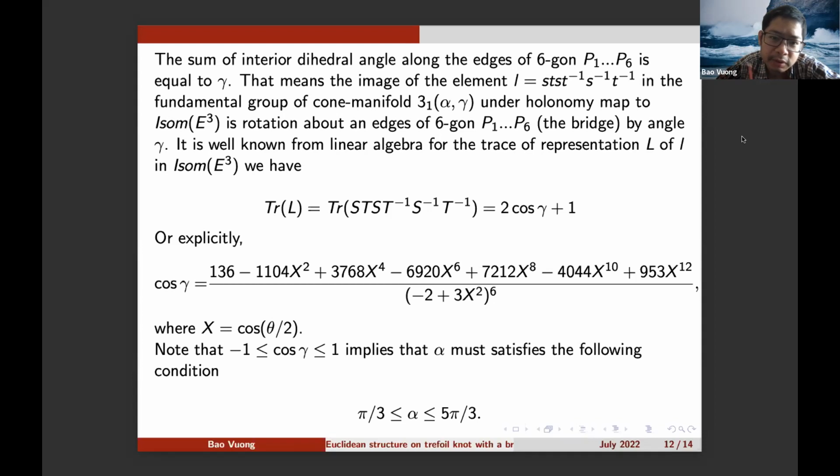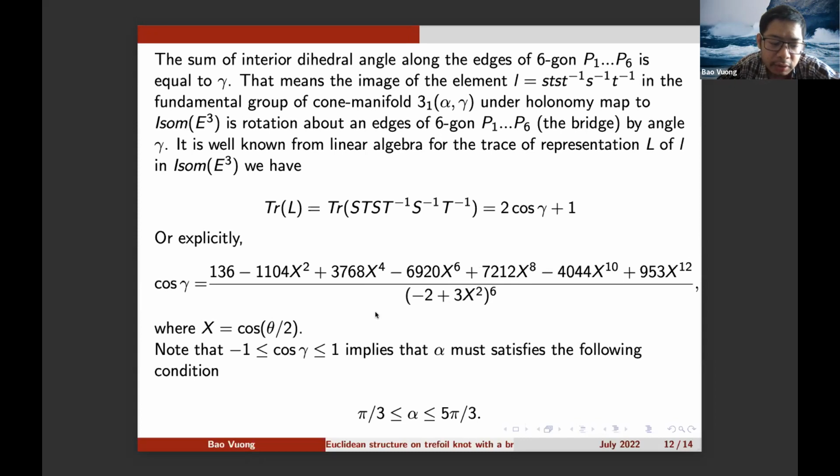So it's well known from linear algebra that for the choice of representation of L in the isometry group, we have the trace equal to 2 cosine gamma plus 1, and it will give us a formula for gamma in terms of theta.